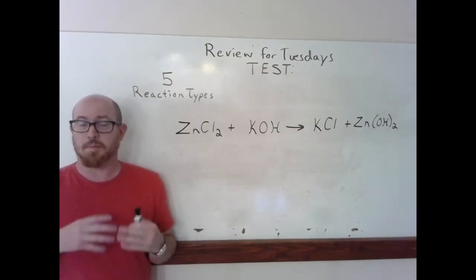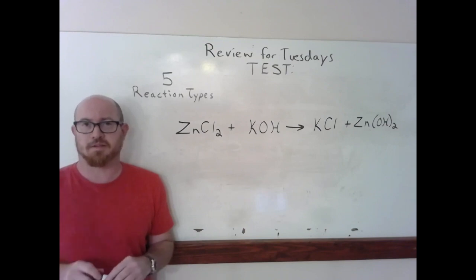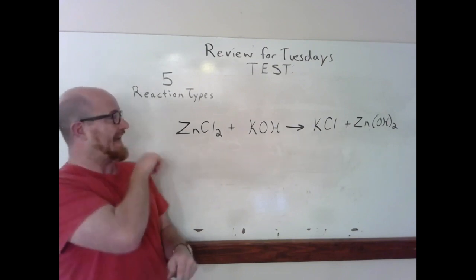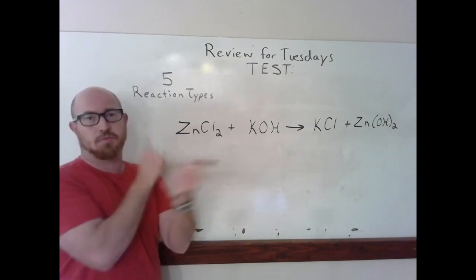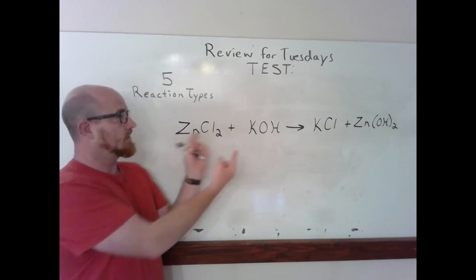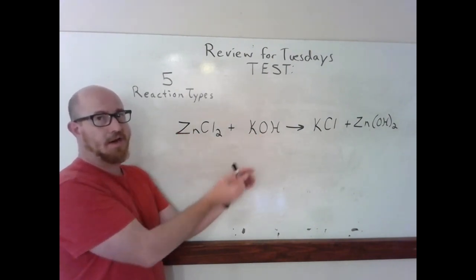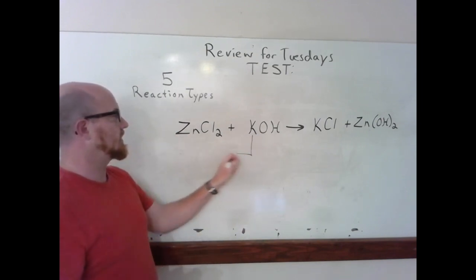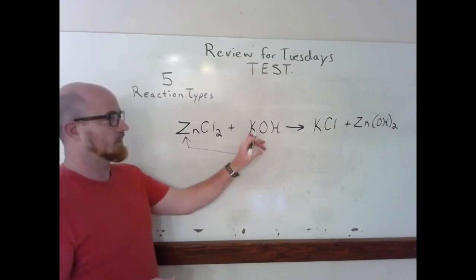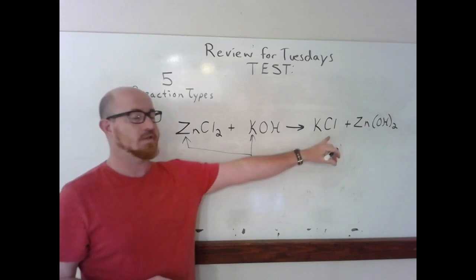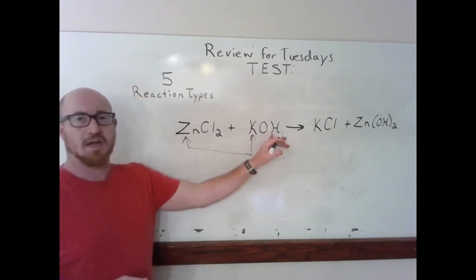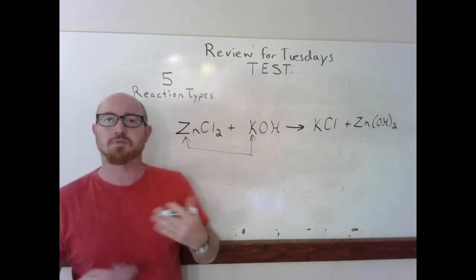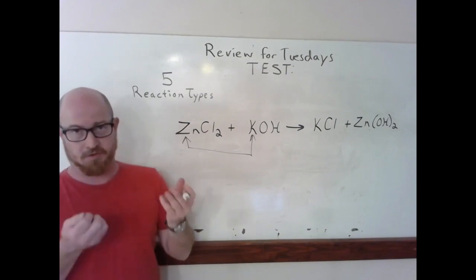So, this one might seem a little tricky. It's an easy spot though. What you're looking at here is two ionic compounds, and the metals, the cations, the zinc and the potassium, are switching places. So in this case, these two compounds, not a compound and an element as in our single replacement reaction, the two metals are switching places. So the potassium will bond with the chlorine, as you see right here, and the zinc will bond with the hydroxide, as you see over here. Because the two compounds have two different metals switching, we call it a double replacement reaction.